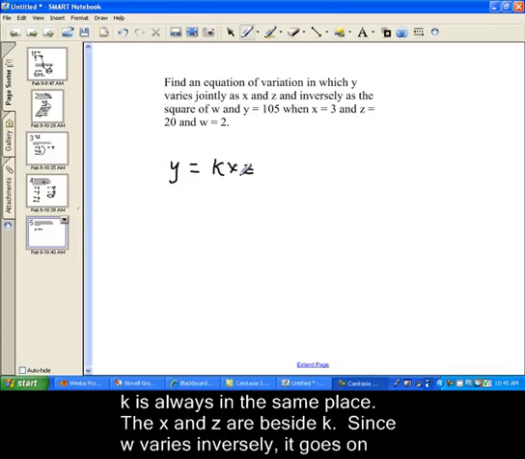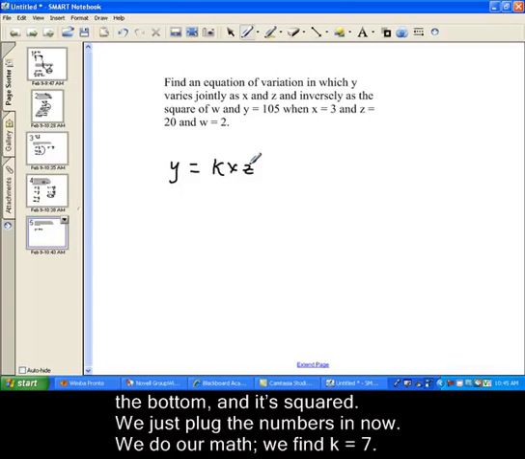The problem says it varies inversely with the square of w. Now remember, inversely means that the y and the x were on opposite sides. They were across from each other. So inversely would mean we were going to do division, and it tells us that w is the part that's being varied inversely. And it's actually the square of w, not just w. So we now have an equation to work with.